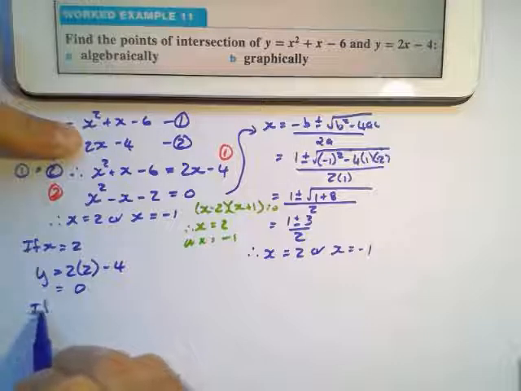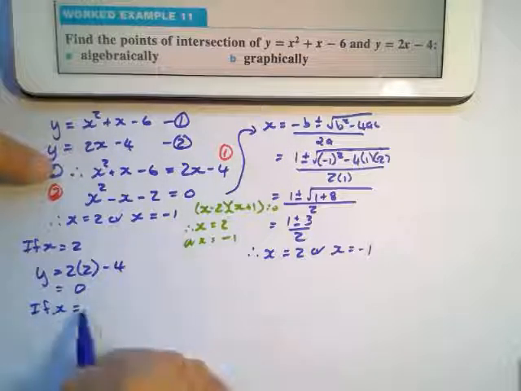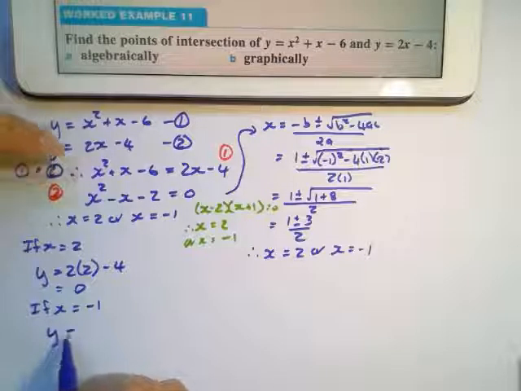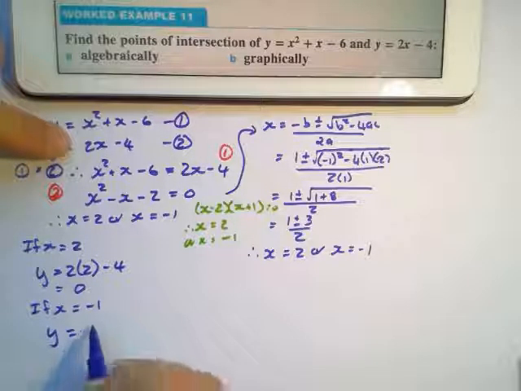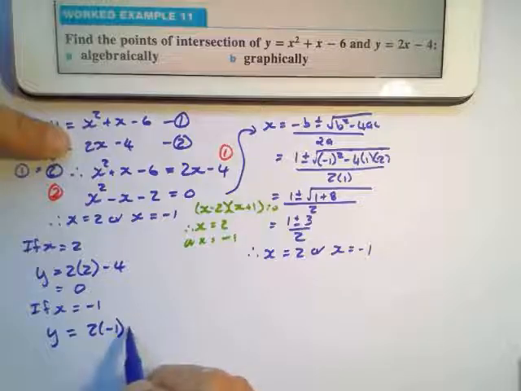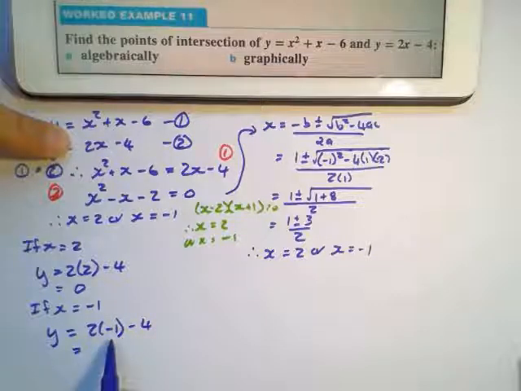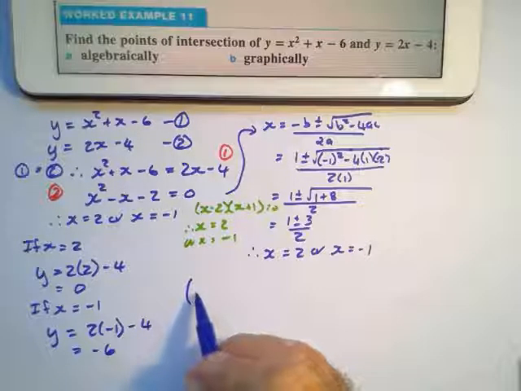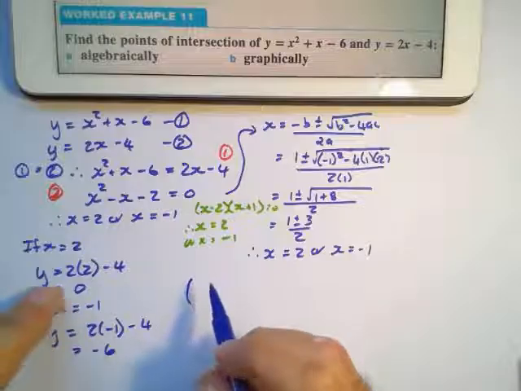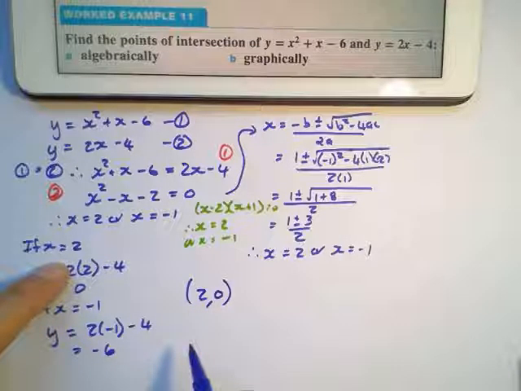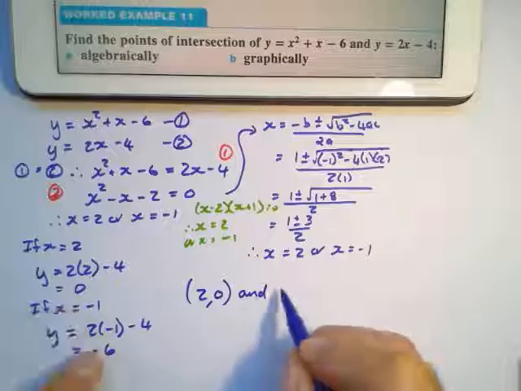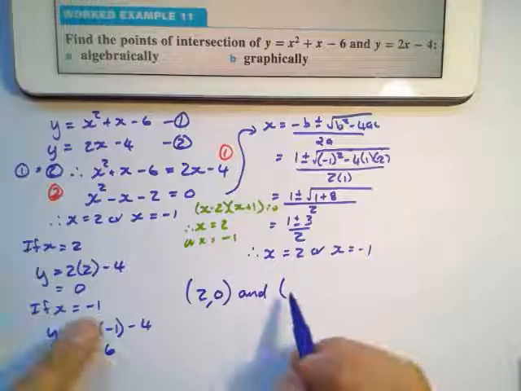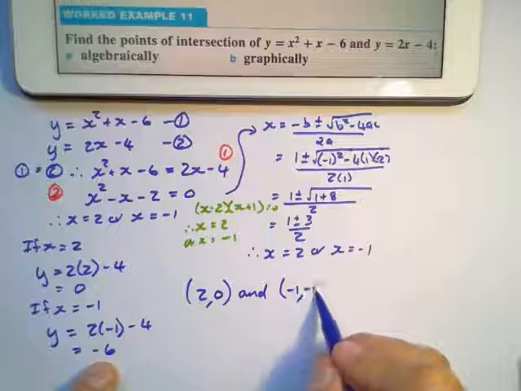Okay, if x equals negative 1, what is y? Then I'm going to substitute back into there again. Y equals 2 times negative 1, take 4. 2 times negative 1 is negative 2, take away 4 is negative 6. So where are they the same? They are the same. The intersection points are x is 2, y is 0, and x is negative 1, and y equals negative 6.